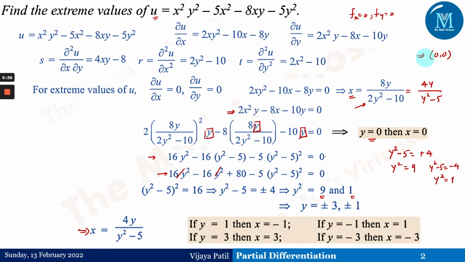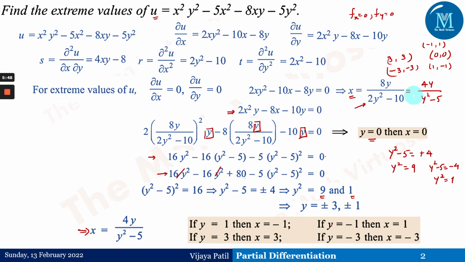First pair we got is 0, 0. Another pair we got is 1, minus 1. Another pair we got is minus 1, 1. Then the next pair is 3, minus 3. Sorry, 3, 3 here. And minus 3, minus 3. So we got all these pairs for this particular question.